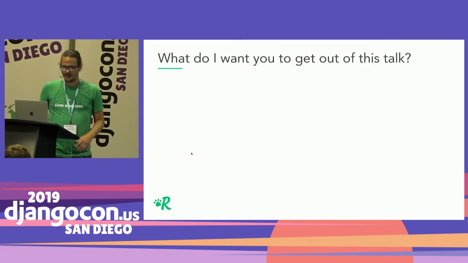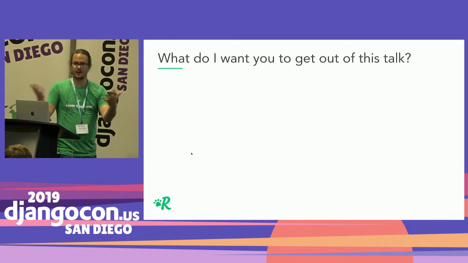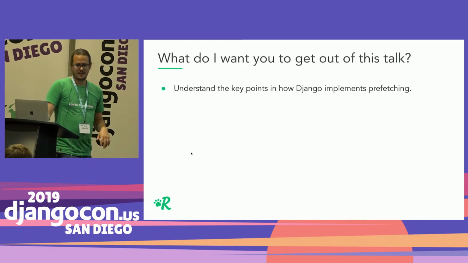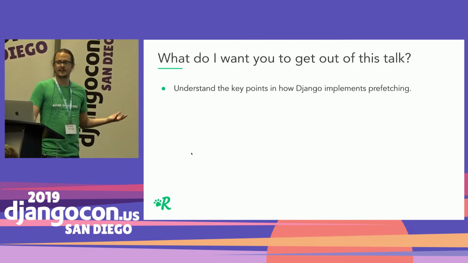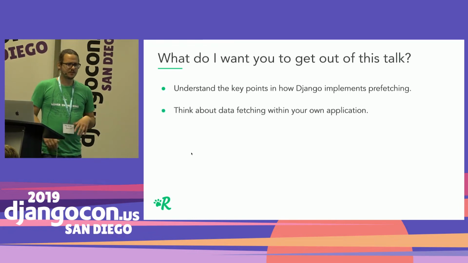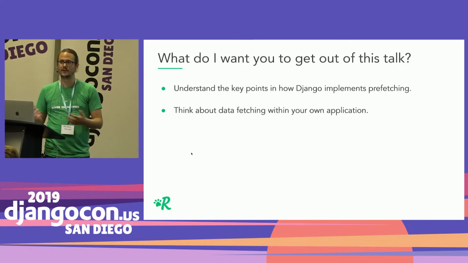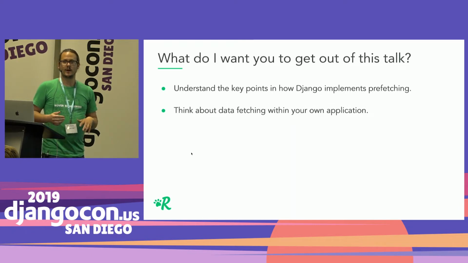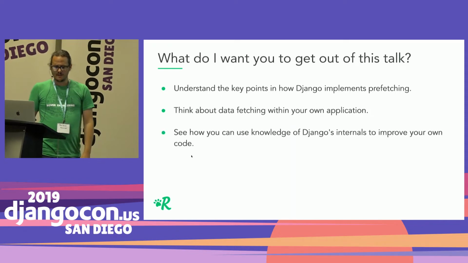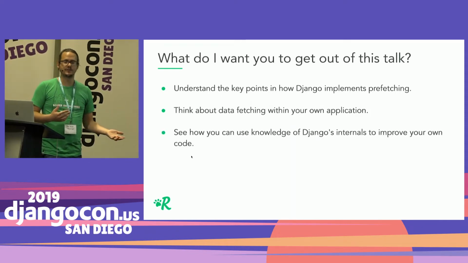With that being said, what do audiences want from talks? I wanted to cover at the beginning what I want you to get out of this talk, because I think knowing that will make this talk more effective for you. Given that this is a talk about prefetching, I want you to come away with an understanding of the key points with respect to how Django implements prefetching. But I'd also like you to think about the code that you work with on a day-to-day basis and what problems you've encountered with respect to data fetching or N+1 query problems. And then finally, I'd like you to see how you can use knowledge of Django's internals to improve your own code.